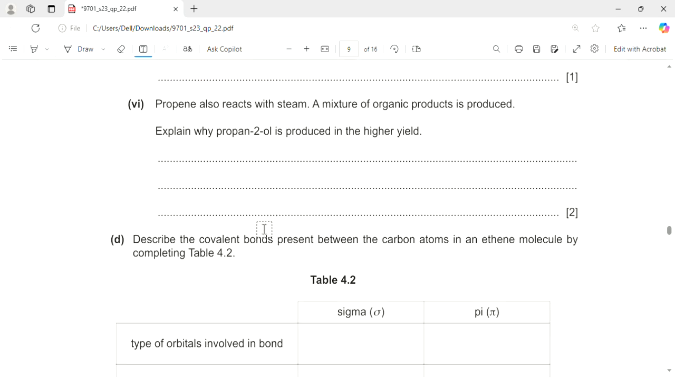Propene also reacts with steam. A mixture of organic products is produced. Explain why propan-2-ol is produced in the higher yield. All right, because propan-2-ol is produced via a more stable carbocation.